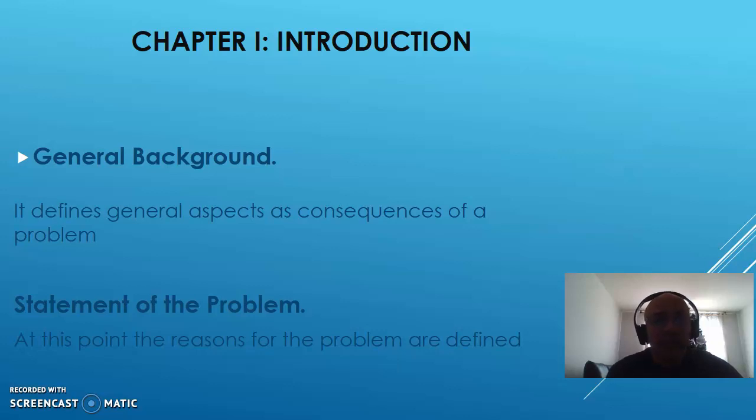The second is the statement of the problem. In this part of chapter number one, we define exactly what the problem is. We make a statement: that is the lack of good results of the students in public schools, including middle and high schools.